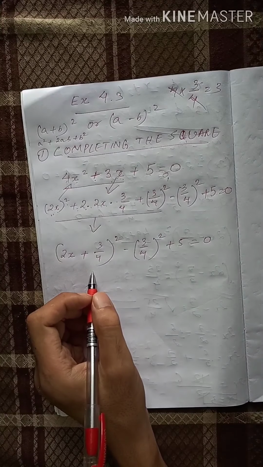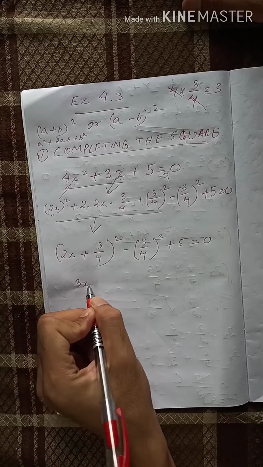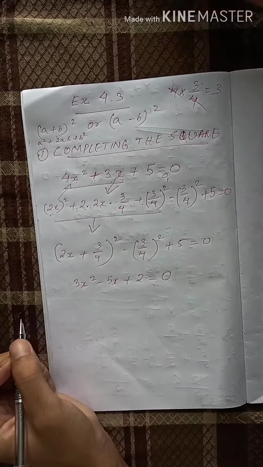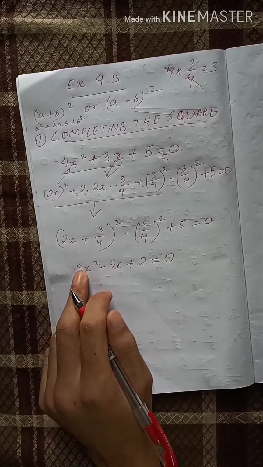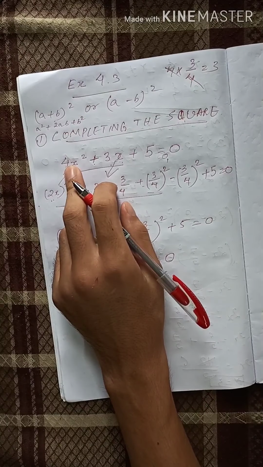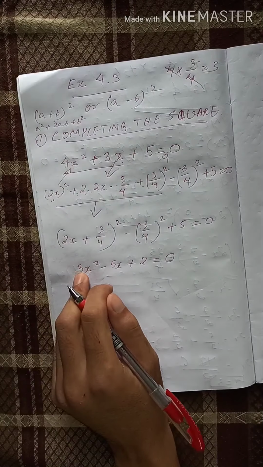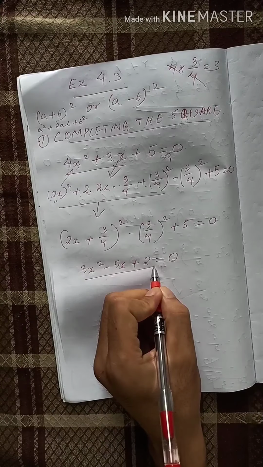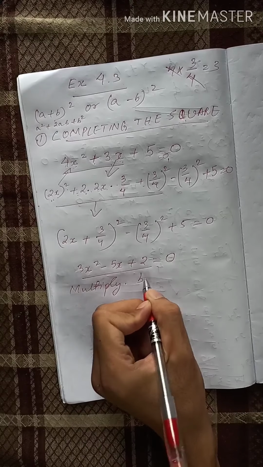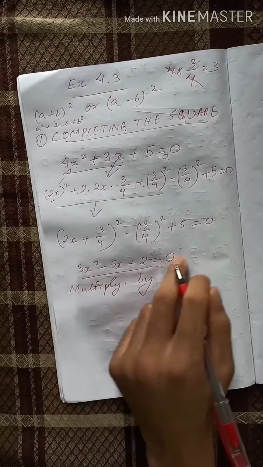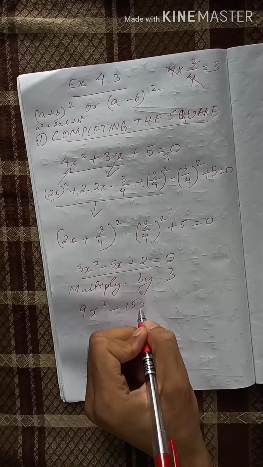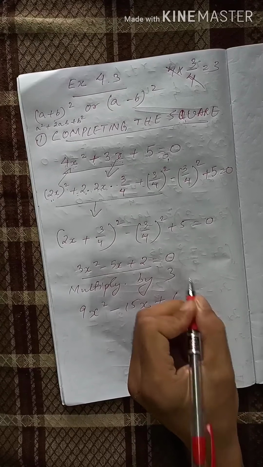Another example I will give you is this: 3x squared minus 5x plus 2 equals 0. When you look here, this 3 does not have a square root, like 4, which we wrote as 2 squared. So what do we do here? We have to multiply all these terms by 3. What do we get if we multiply everything by 3? 3 into 3 is 9x squared, 3 into 5 is 15x, 3 into 2 is 6, equals 3 into 0, which is 0.